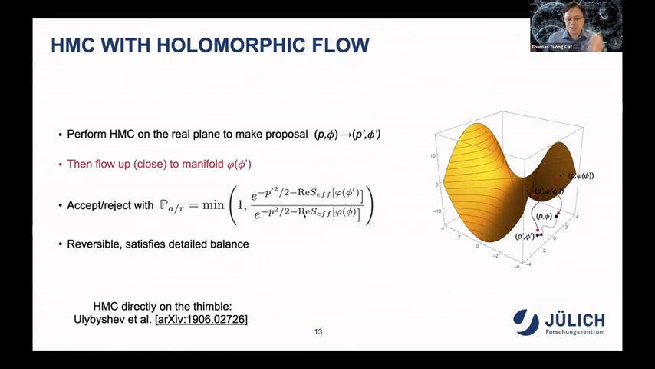It's actually quite simple. We take our HMC. The only difference is that every time before we do an accept-reject, we have to flow up close to the manifold, and we have to remember what the action was on the manifold prior to doing the HMC step so that we can do the accept-reject. I should say that there have been methods to actually do HMC directly on the curved manifold, although I think such calculations tend to be very, very tedious and very complicated. But this is the formalism that we choose here.